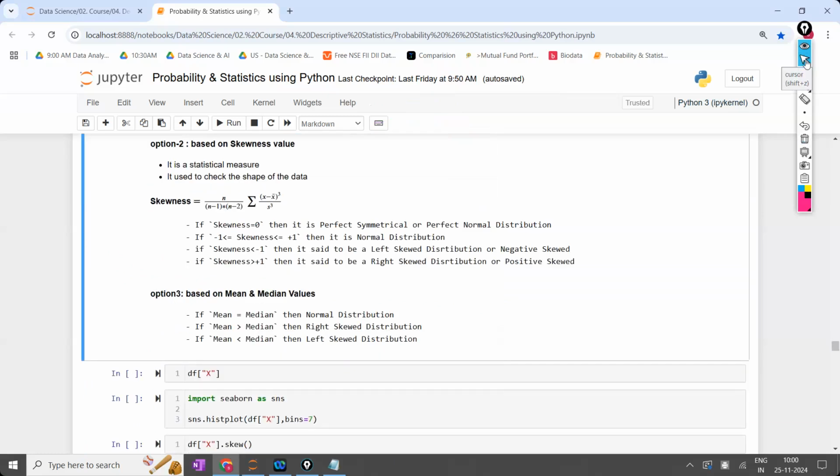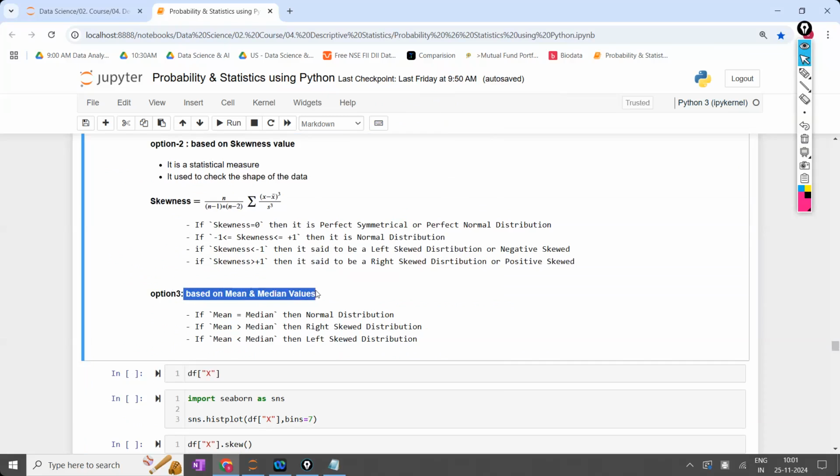Okay. Now, the third option we have to check whether the data is distributed left skewed or right skewed: that one we can also say based on the mean and median values. Option number 3: based on mean and median values.